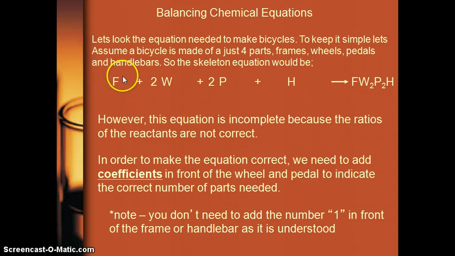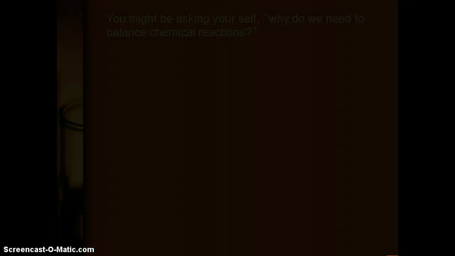Okay. So you could put this into symbol form. You could have the frame is the symbol F, the wheels are the symbol W, the pedals are the symbol P, and the handlebar is the symbol H. So you put the frame, 2 wheels, 2 pedals, and handlebars together to produce this compound, which of course would be our bicycle. So we have a very clear understanding, hopefully, that the only reason that we really need to balance chemical equations is to make sure that those ratios are correct.